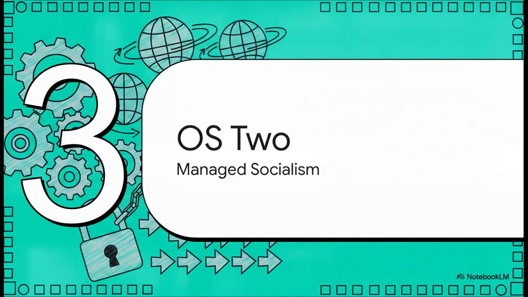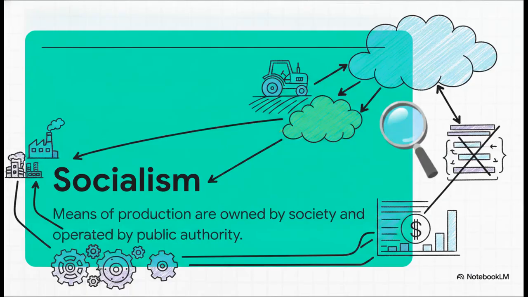Next up, we have OS 2, Managed Socialism. Now, if the totally open source chaos of capitalism isn't really your vibe, this is the ultimate closed, heavily managed ecosystem.